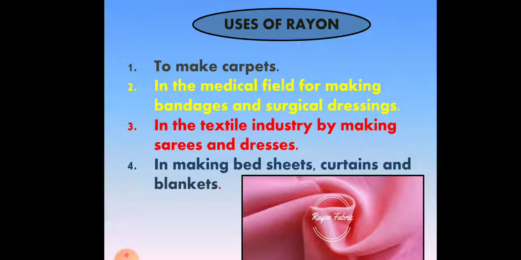What are the uses of rayon? Rayon is used to make carpets. It is used in the medical field for making bandages and surgical dressings. It is used in the textile industries for making saris and dresses, and in making bed sheets, curtains, and blankets.